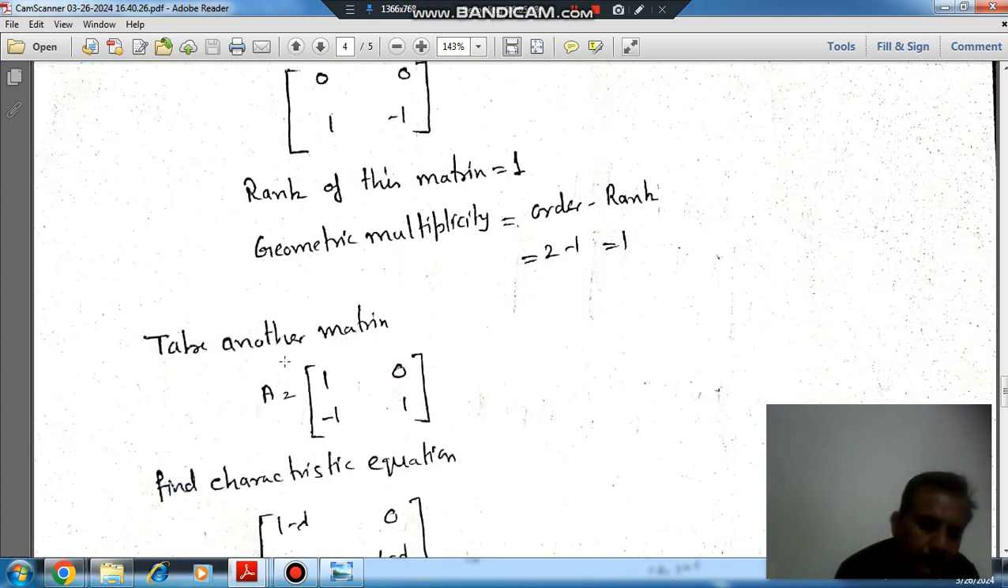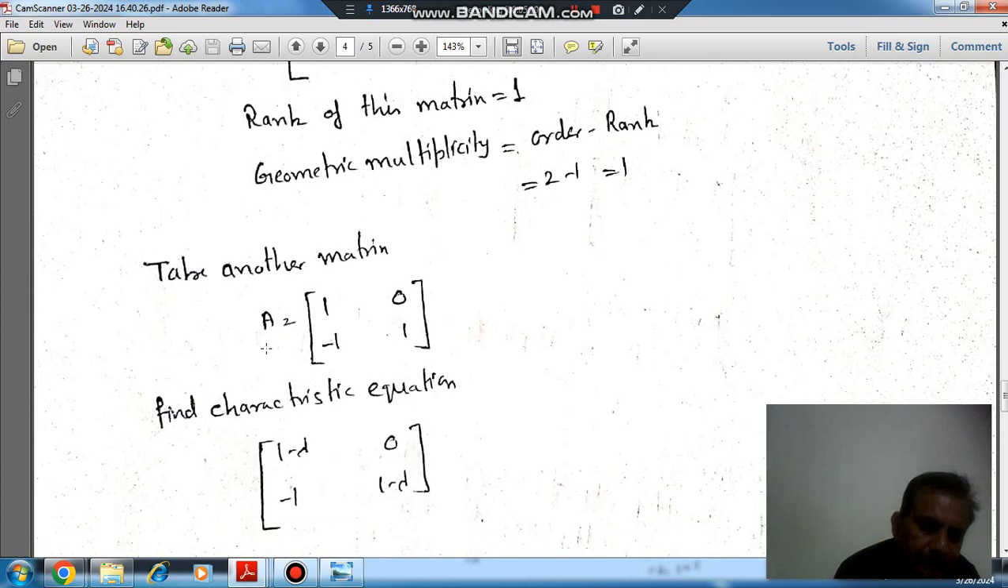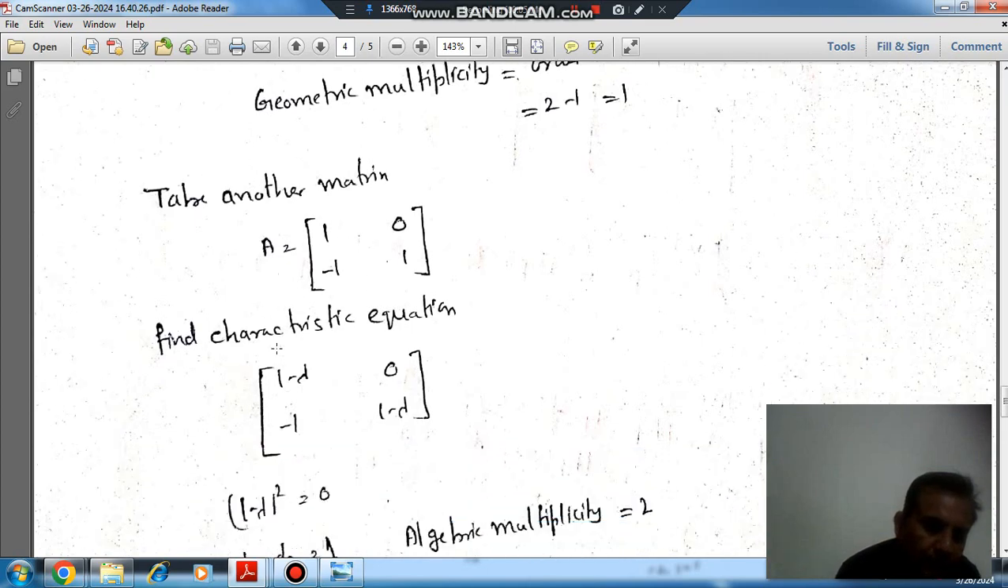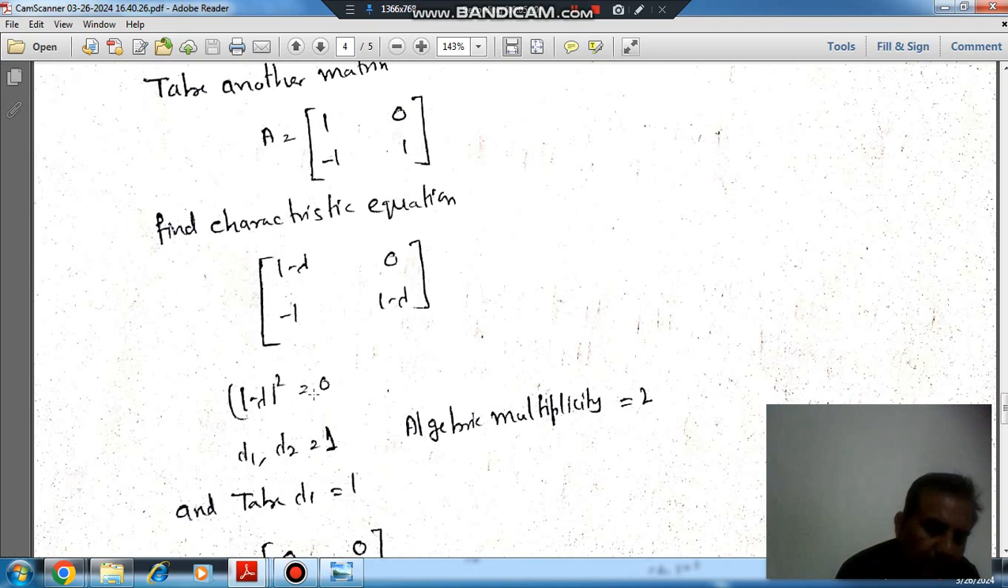Okay. So now take another example. 1 0 minus 1 1. Find the characteristic equation. 1 minus lambda 0 minus 1 1 minus lambda. So it will be (1 minus lambda) squared is equal to 0, and lambda 1, lambda 2 will be equal to 1. And so it means its algebraic multiplicity is 2.